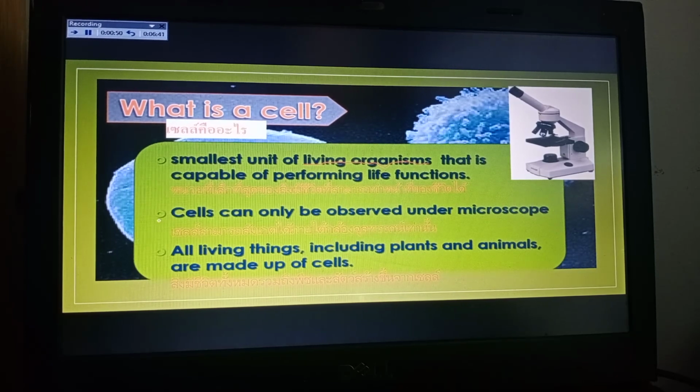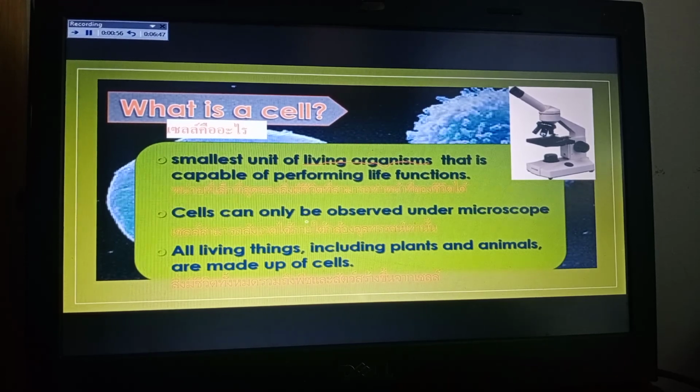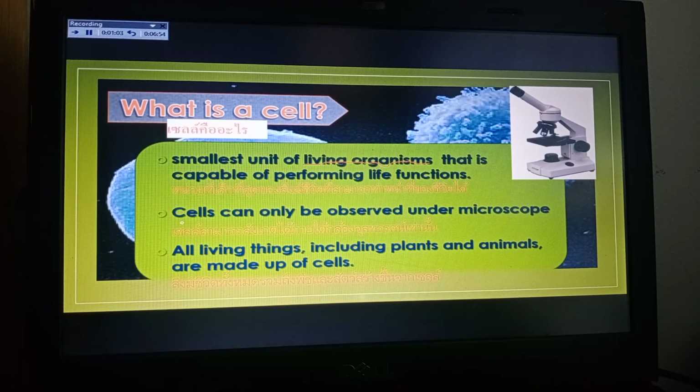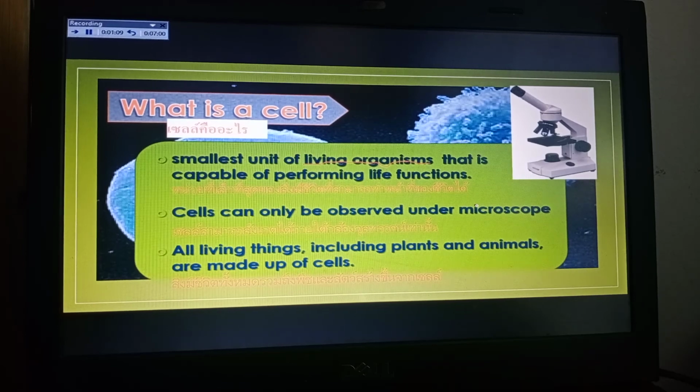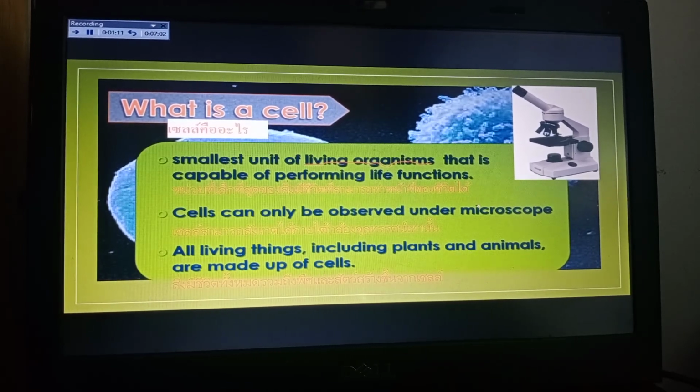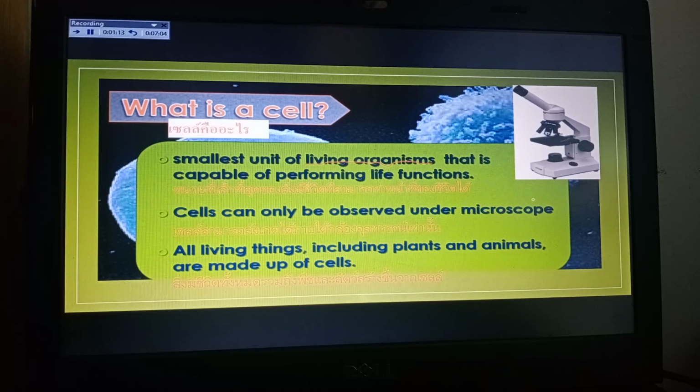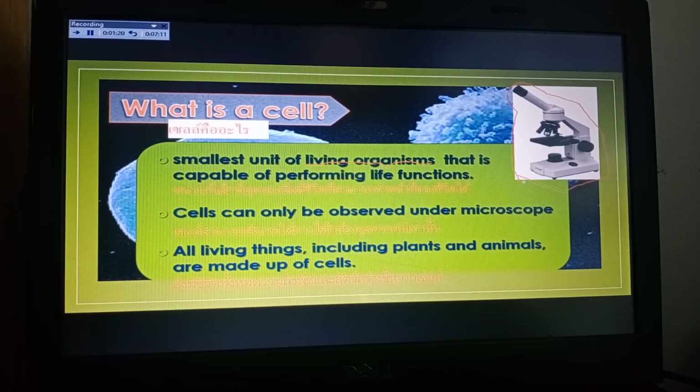Okay? Next, second, we have cells. Cells can only be observed under a microscope. In other words, we can only see cells using a microscope. Maybe many of you know already what a microscope is, but certainly there are some who do not. So this is an example of our microscope.